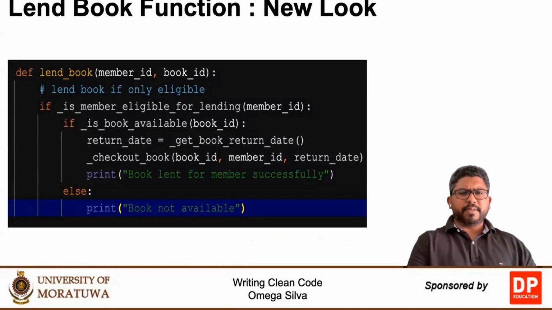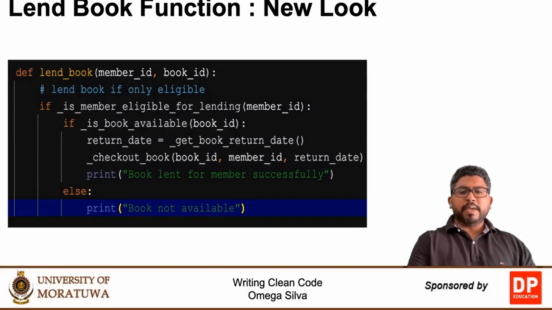First of all, it's asking if is member eligible for lending, and passes a member ID, and the function says true or false. And depending on that, if the member is eligible, then it again asks the question, is book available? Passing the book ID. And if the function says true, then the logic knows it can move into calculating the return date and checking out the book. And that's exactly what it does.